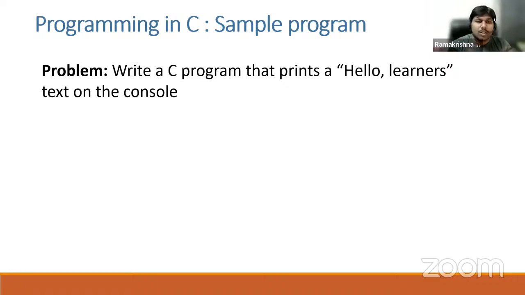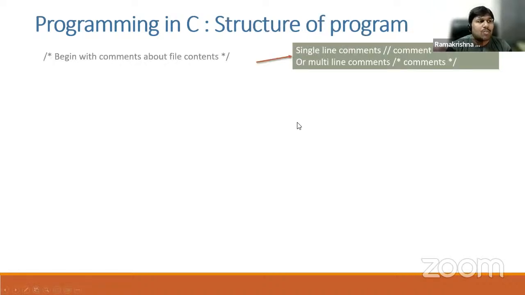So I showed you how the preprocessor step works, how the compiler works, and how the assembler works. All those steps I told you while writing this hello learners program. And now we have briefly seen the structure of a C program. The structure of a C program is, first, we write comments.